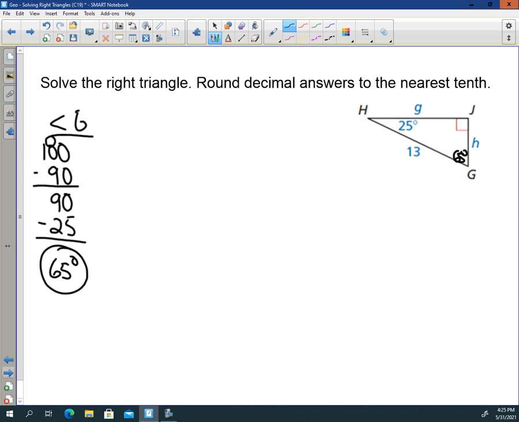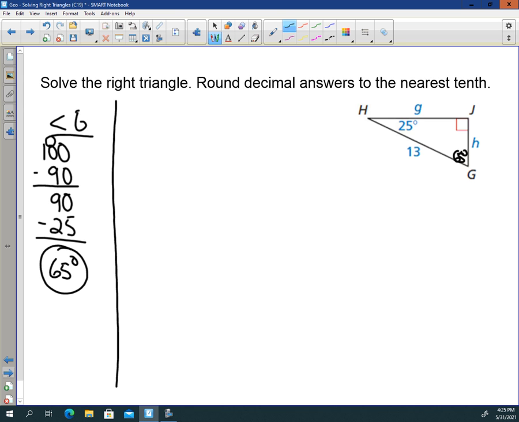Now let's see. I can find either the side that's marked with a little g, or the side that's marked with a little h. It doesn't really matter because I've got all my angles and I've got at least one side length, and so I'm definitely going to use trig. It wouldn't matter which angle I choose, but I guess I'm just going to go ahead and use the one that's marked 25 degrees. I don't know, you could definitely use the 65 degree angle too.